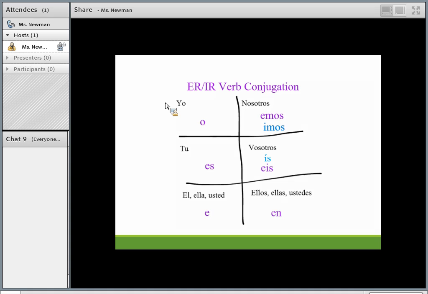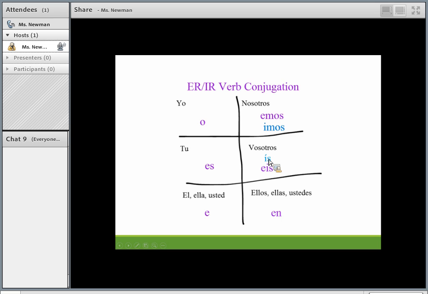So let's go over this. First of all, we have o, es, e, emos or imos, éis or ís, and en. Now, what you should notice first of all is that it's color coordinated here. Everything's purple because ER and IR verbs share those same endings. The only ones that they differ on are the ones noted here.